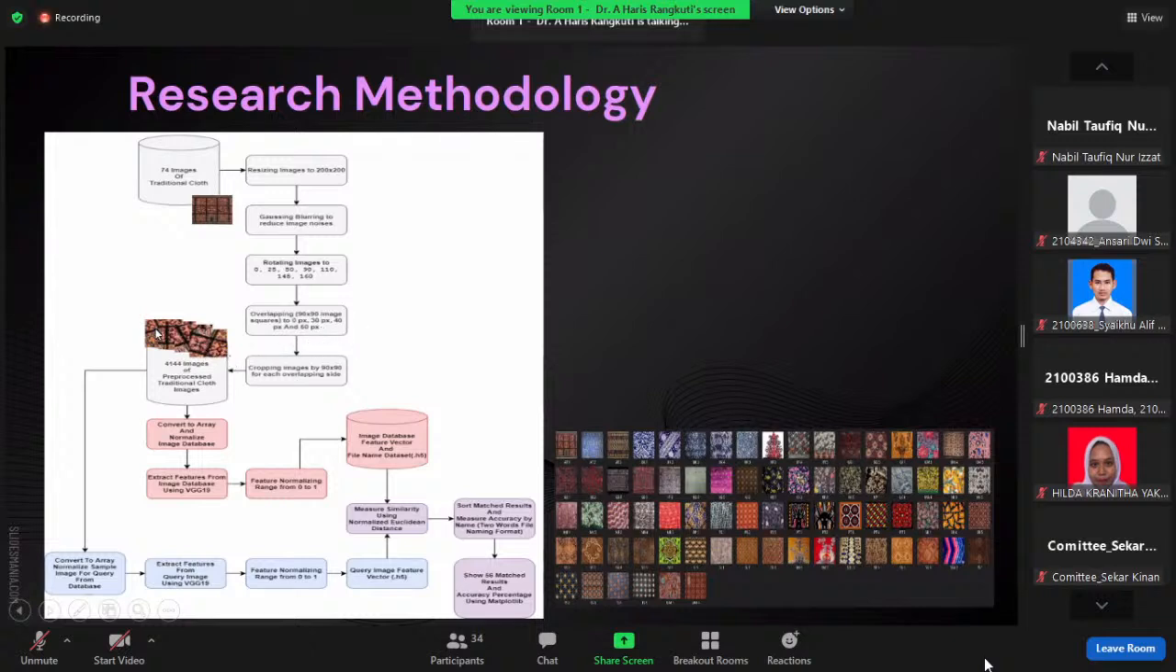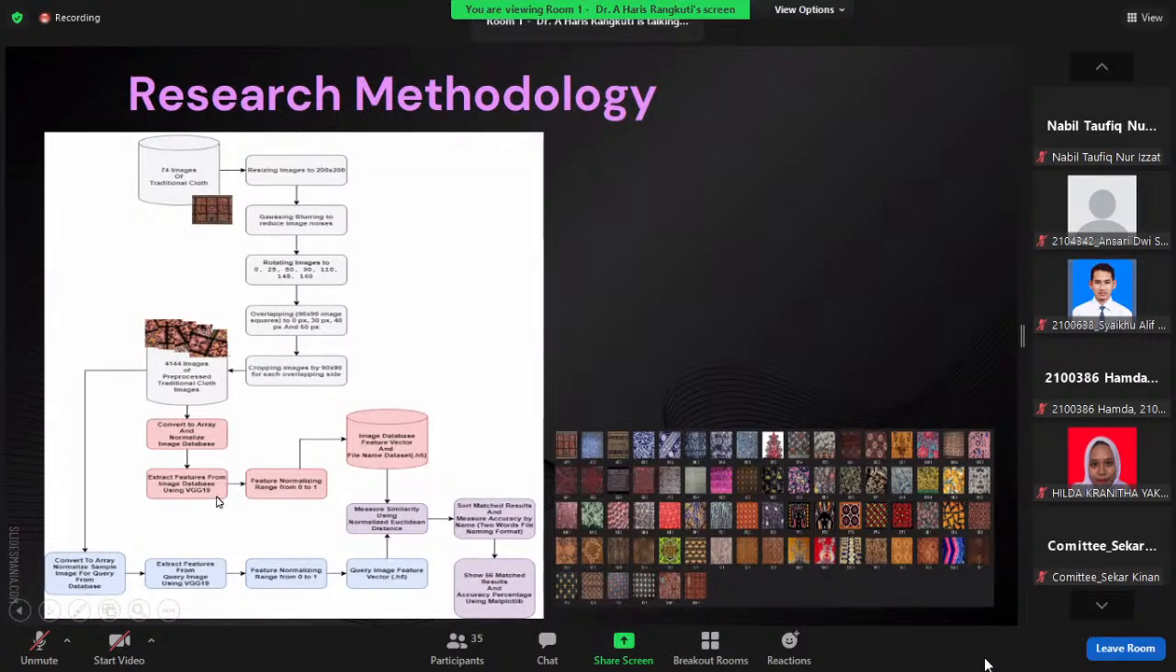After we change, we have 4144 images for processing, and we make some cropping to get that, and convert to array because we use arrays. We make arrays to normalize the image database and extract, and after that we have the array data. Then we do feature extraction using VGG19.